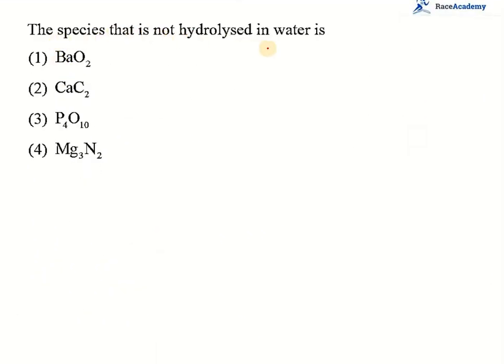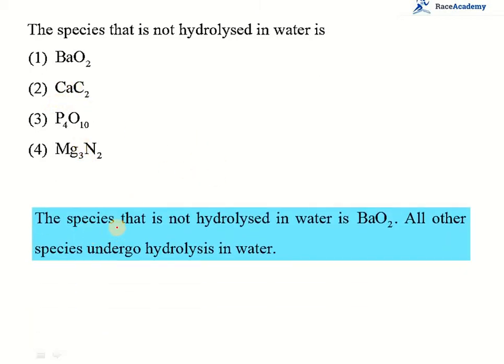The species that is not hydrolyzed in water is: calcium carbide gives acetylene, phosphorus pentoxide gives its corresponding oxyacid, magnesium nitride gives ammonia. But what about barium peroxide? Barium peroxide does not hydrolyze with water. All other species undergo hydrolysis in water. So BaO2 is the right answer.